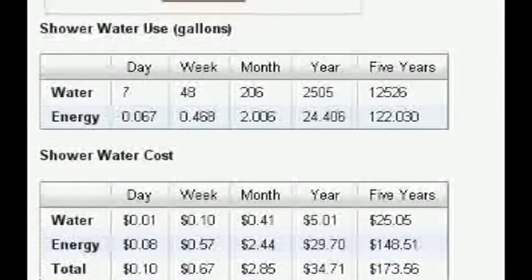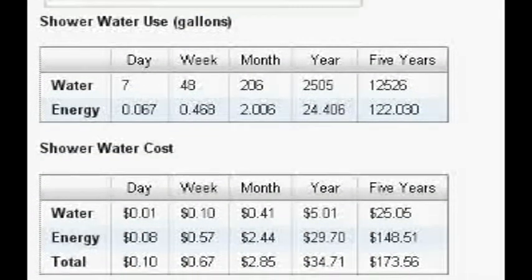Alright, so shower water use in gallons, 7 gallons a day, 48 gallons a week. Energy use, this is just in therms, so this is like 0.067 therms per day, week, month, year. Coming down to cost. Cost is where we're at here. Estimated 1 cent a day in water costs, 8 cents per day in energy costs. A dime. 8 plus 1 is 9. So we're just assuming this is like 8.5 and this is 1.5. So you give this 10.